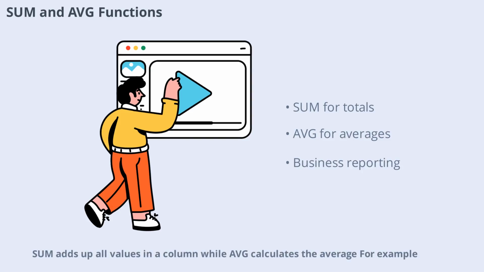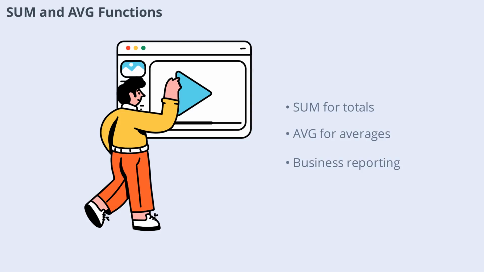SUM adds up all values in a column while AVG calculates the average. For example, to find total sales, SELECT SUM(amount) FROM sales. To find average salary, SELECT AVG(salary) FROM employee. These functions are vital for financial and business reporting.